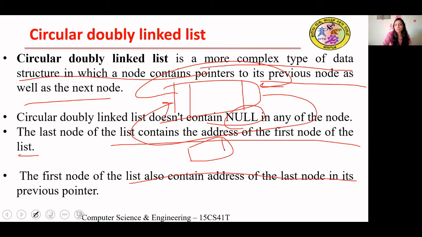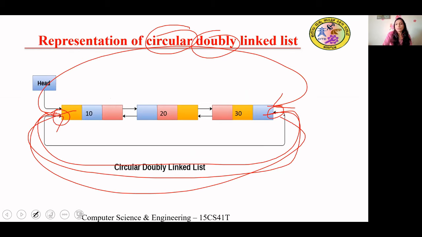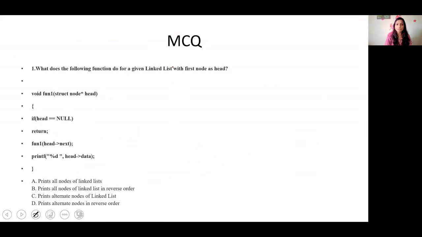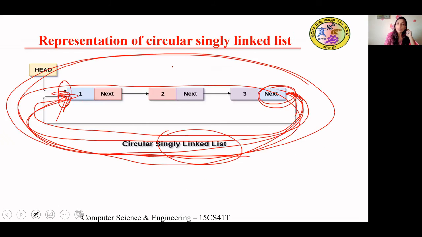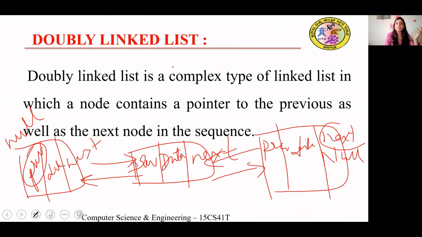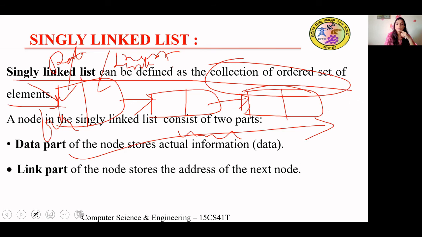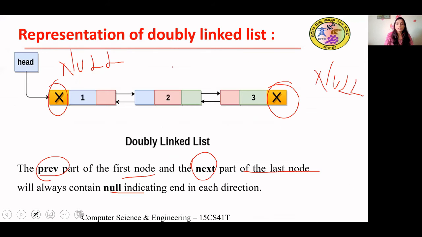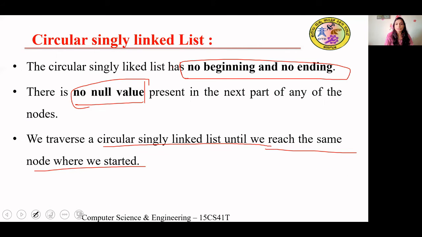So that is what I just showed you in the diagram. In this diagram, the last node will connect to the first node, and the first will connect to the last. That is nothing but a circular linked list. Going back is the previous pointer, and coming forward is the next pointer. Okay. So any doubts in these types of linked list? Any doubts? If no doubts, we will see the MCQ questions.